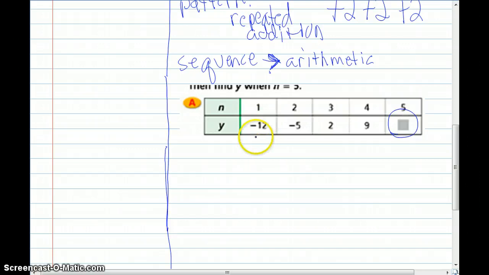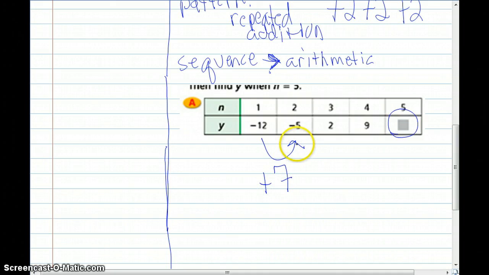So our first term is negative 12. To go from negative 12 to negative 5, remember that's actually a bigger number because we're getting closer to 0, or it's getting warmer. If you think about really cold weather, that's going from 12 below 0 to 5 below 0. They're both really cold, but 5 below 0 is a little bit less cold. So to go from 12 below to 5 below, it's going to be a difference of how much? You're right, 7.